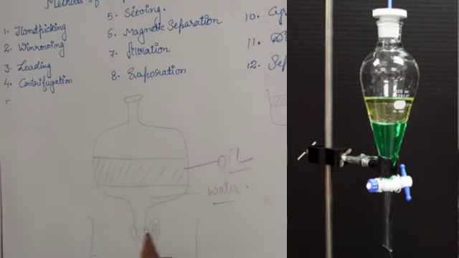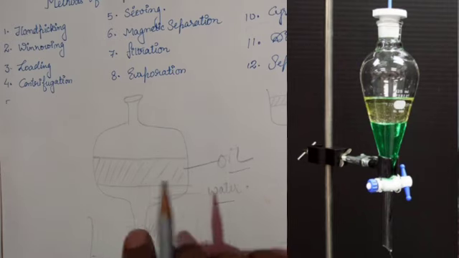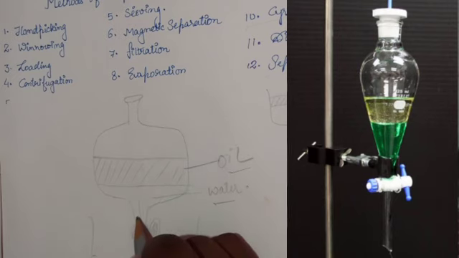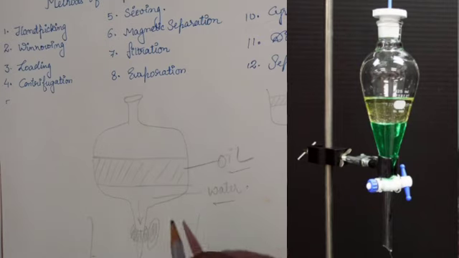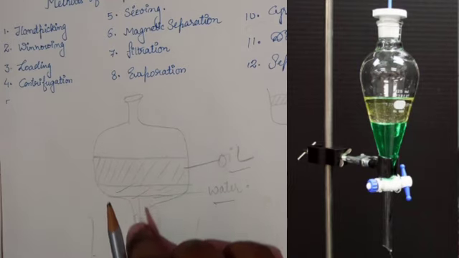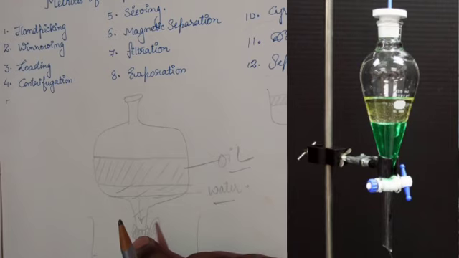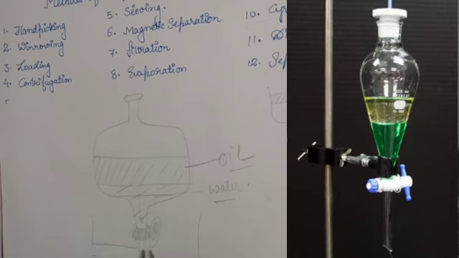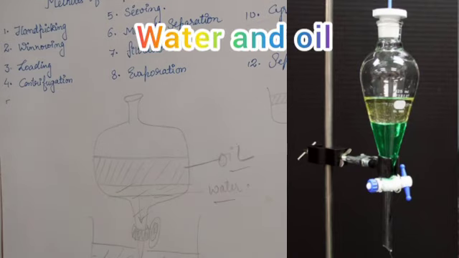It has one tap. Drop by drop, the tap is opened, and the first liquid that has a greater density, the water, comes out slowly. And when we see that now the oil is about to come out, we close this tap, and we separate both the liquids.